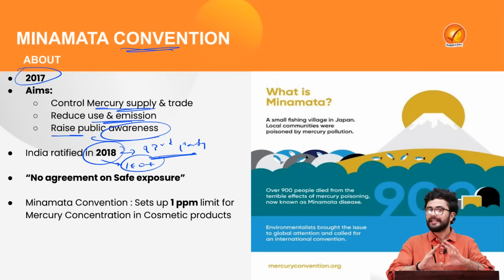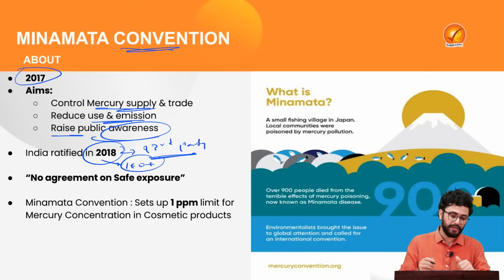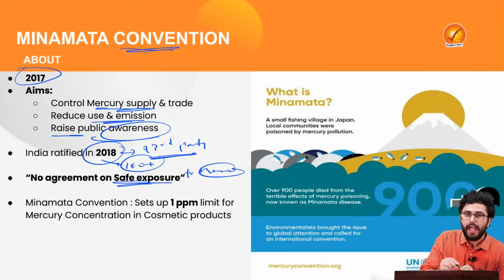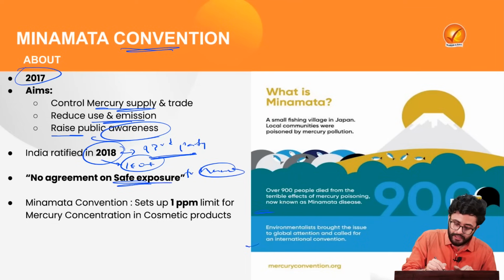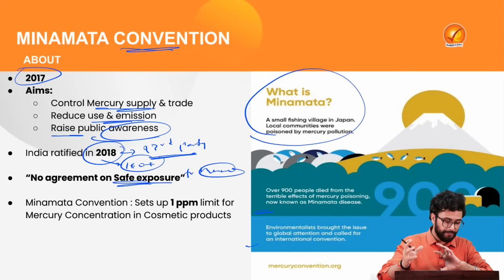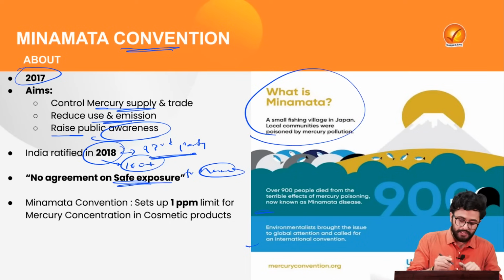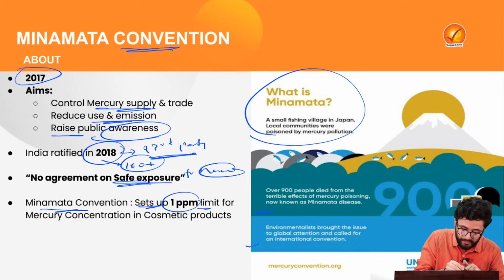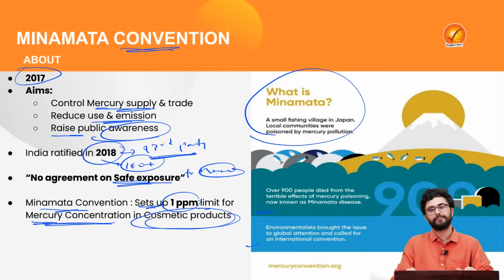Keep this in mind that even under this Minamata Convention, there has been no agreement yet on the safe exposure to mercury, as there are various claims when it comes to the exposure to mercury. However, the Minamata Convention does one good thing, and that is that it sets a parts-per-million limit for the mercury concentration in cosmetic products.